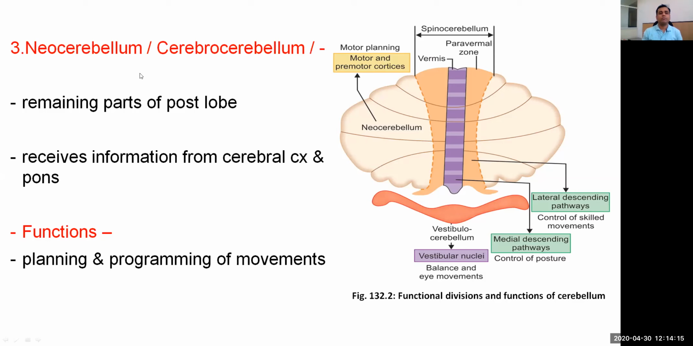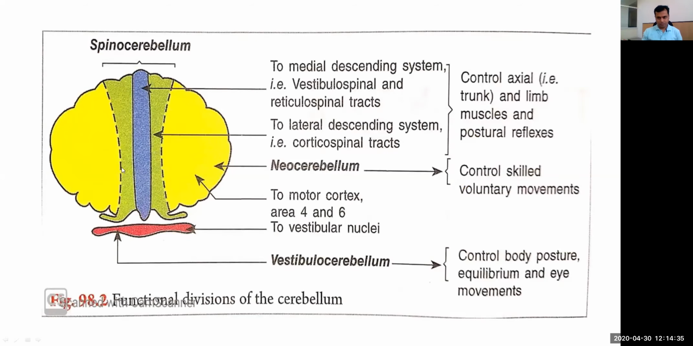Next, the neocerebellum, which is also called the cerebrocerebellum. It is the remaining part of the posterior lobe. It receives information from the cerebral cortex and the pons. It plays an important role in planning and programming of the movements. This diagram shows us the functional divisions, spinocerebellum, vestibulocerebellum, and neocerebellum, along with their functions and the parts that are involved.